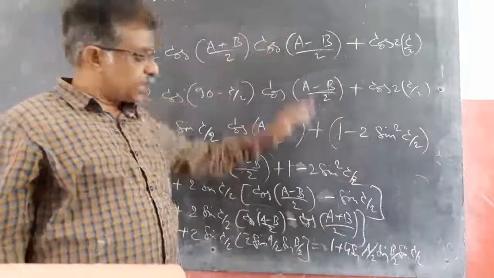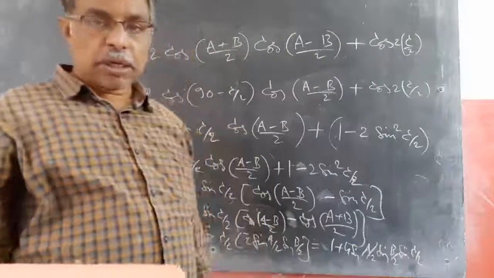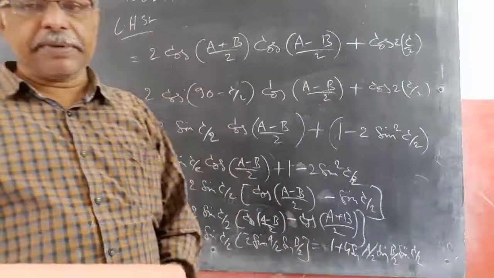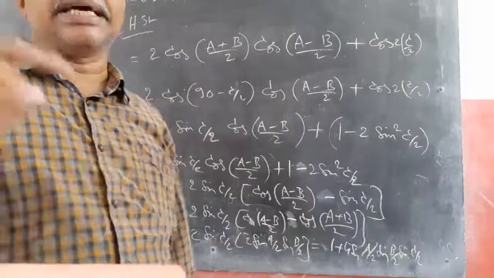If it is plus, what happens? So previously minus 1 plus 4. Now this is 1 plus 4 sin a by 2 sin b by 2 sin c by 2, if cos a plus cos b plus cos c is there.